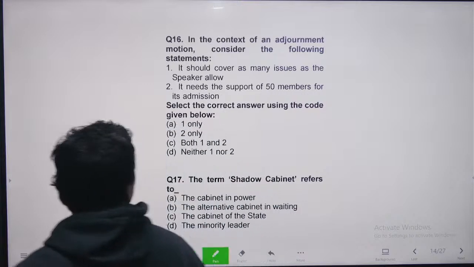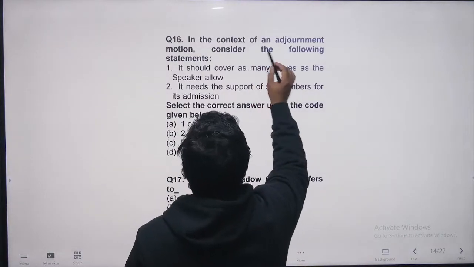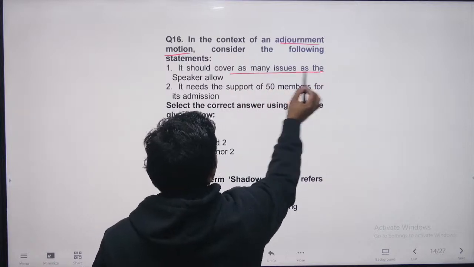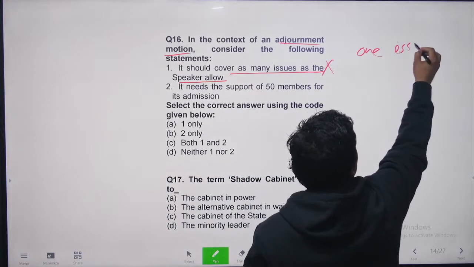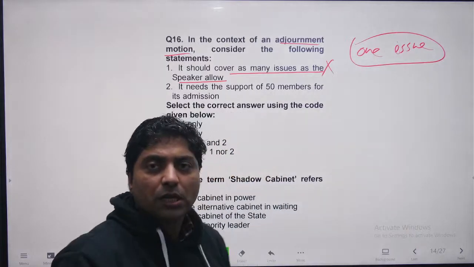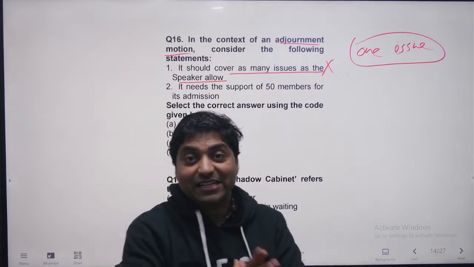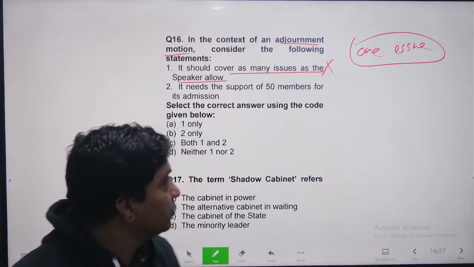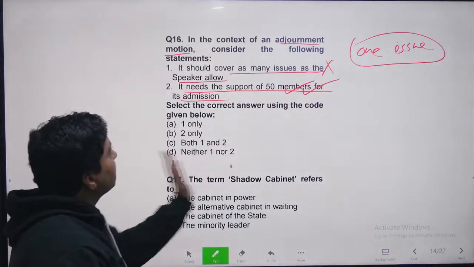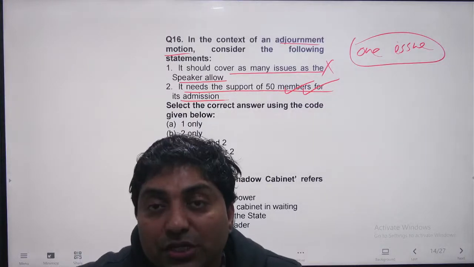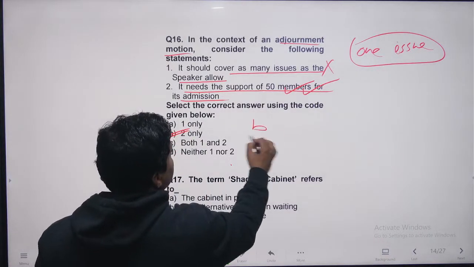Look at the question. In the context of adjournment motion, consider the following statements. It should cover as many issues as the speaker allows. No, only one topic, one issue can be discussed, not multiple issues. An adjournment motion allows discussion of only one urgent issue. Secondly, it needs the support of 50 members. Yes, to be introduced in the Lok Sabha, an adjournment motion needs the support of at least 50 members. So here only 2 is correct, B is correct.